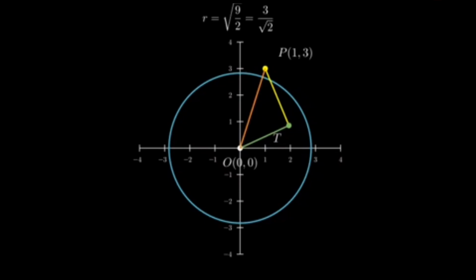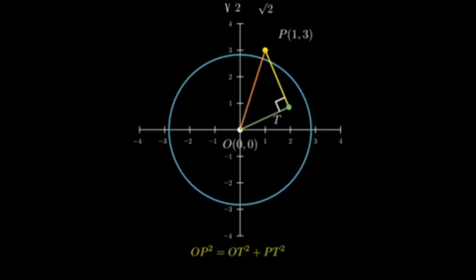A key property here is that the radius to the point of tangency, OT, is perpendicular to the tangent line PT. This means that triangle OTP is a right-angled triangle with the right angle at T. The hypotenuse of this triangle is the segment OP, the distance from the center to the external point. The legs are the radius OT and the tangent segment PT.